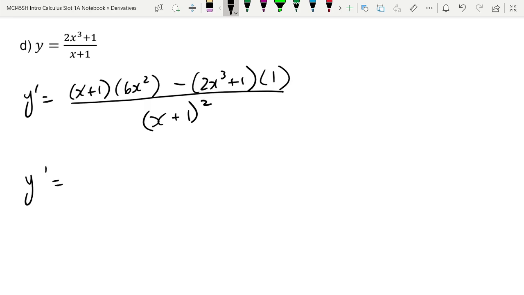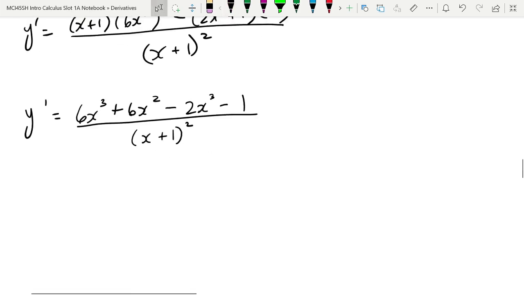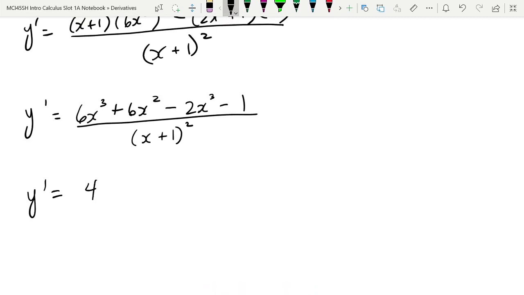So y prime is going to be 6x cubed plus 6x squared minus... 1 times anything doesn't change it, so I just have to take the opposite of those two terms, all over x plus 1 squared. Okay, so y prime looks like I'm going to get 6x cubed minus 2x cubed is 4x cubed, plus 6x squared minus 1.